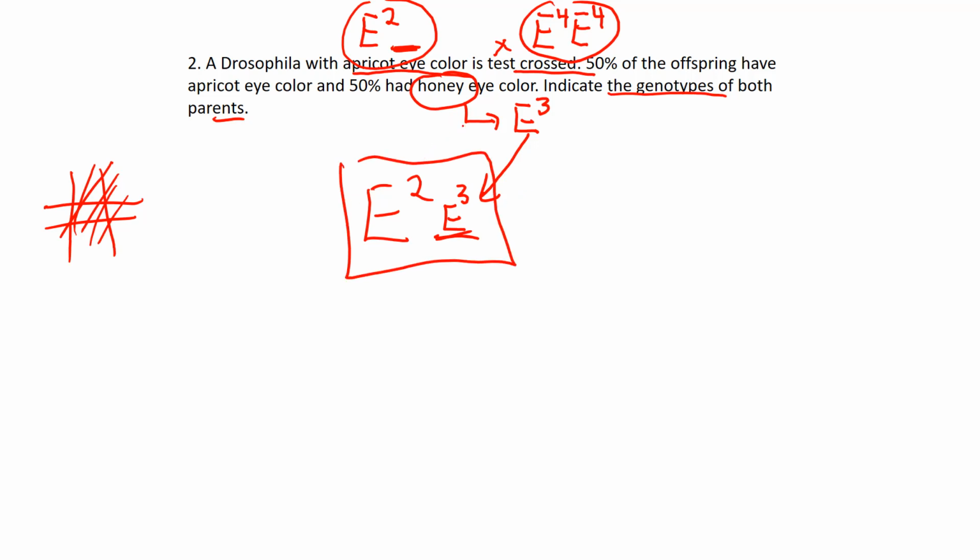Again, no Punnett square, we're just looking at babies. The only thing that threw us off here is that there weren't any recessive babies, but we saw that there were honey babies, meaning that there had to be an E3 that was contributed by that apricot. Okay, the other thing is make sure you know that a test cross is always done when one parent is unknown and the other parent is the most recessive trait, in this case being white.